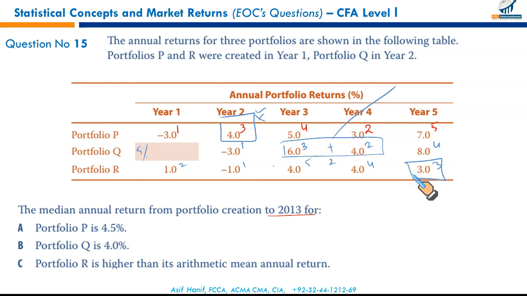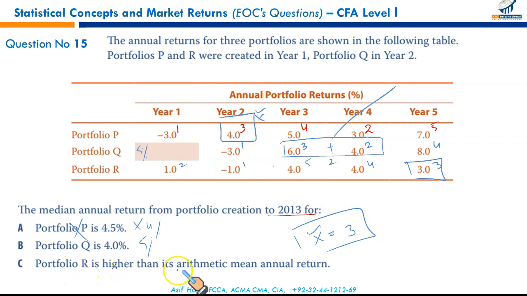Now we can get our result. The median annual return from portfolio creation to 2013 for portfolio P is 4.5? No, it is 4%. Incorrect. Portfolio Q is 4%? No, it was 5%. Wrong. We just calculated an average of 6 and 4. Wrong. Portfolio R is higher than its arithmetic mean annual return. Portfolio R, the median for this is 3. For this portfolio, it's 3.